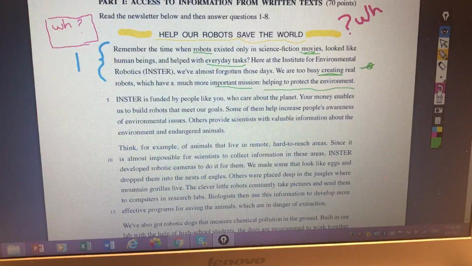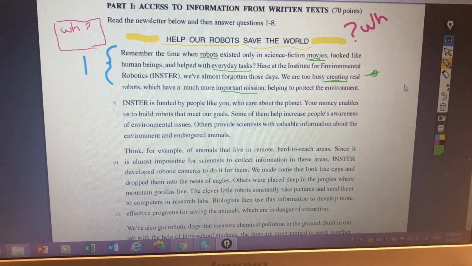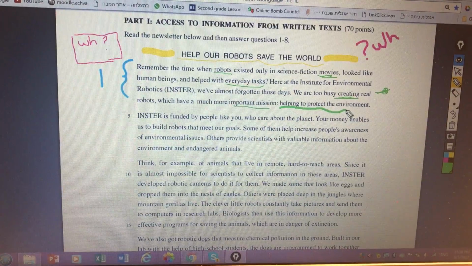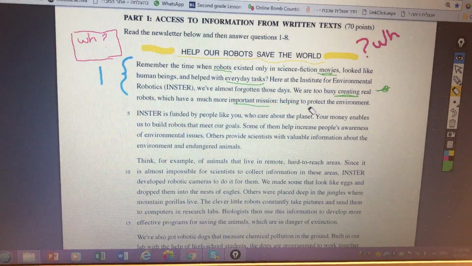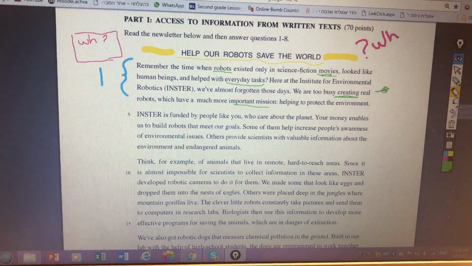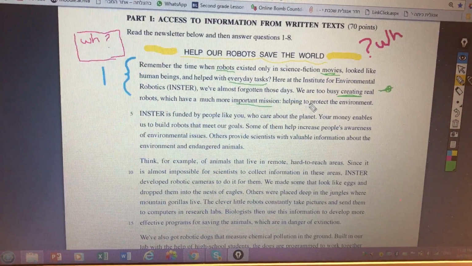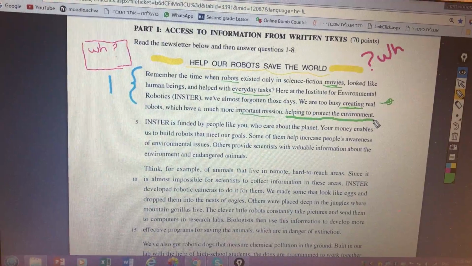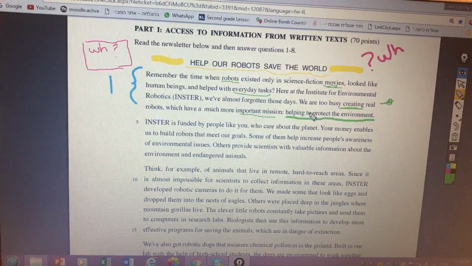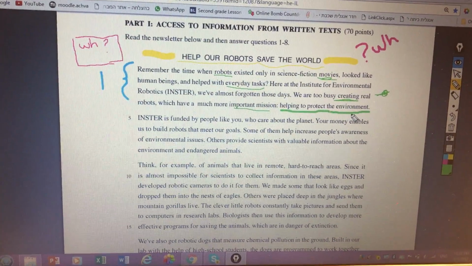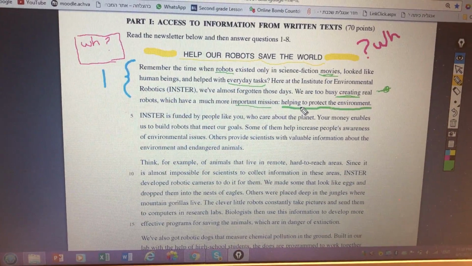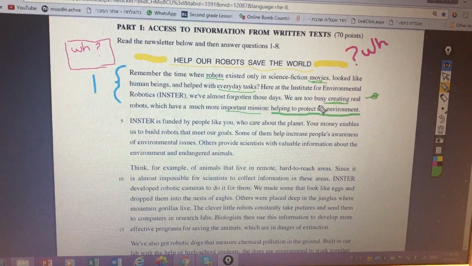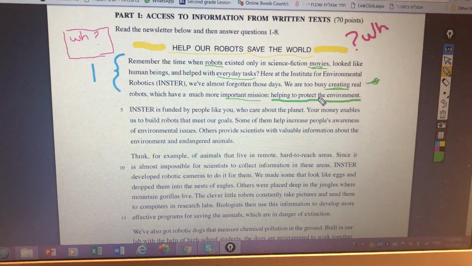Wait, I want to go back and make this a little bit thicker. Sorry, erase this and do it again. This would actually be exactly what the purpose of the robots is. Their purpose is to help protect the environment. So here we have what? What are the robots going to do? They're going to protect the environment.